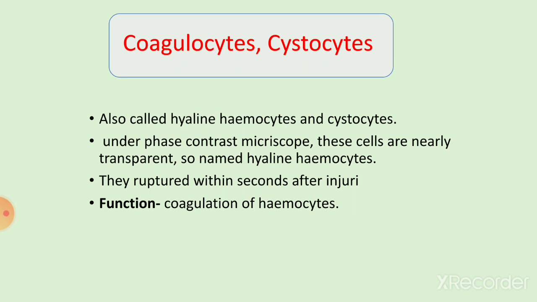These cells rupture within seconds after injury or after taking a hemolymph sample from an insect and initiate the clotting process. However, the hemolymph of some insects does not coagulate, that is in Apis mellifera, the honeybee. The function is, these cells are involved in the coagulation of hemolymph.